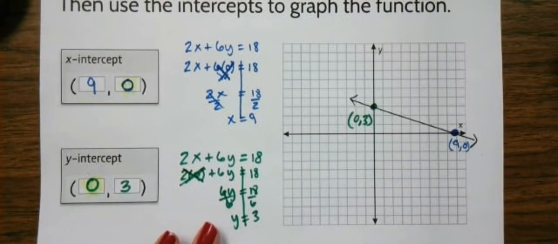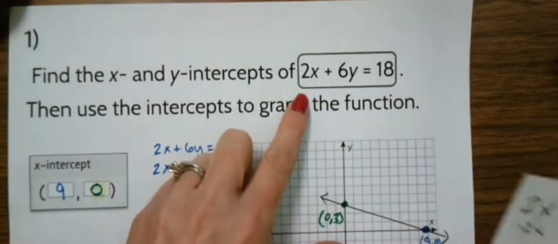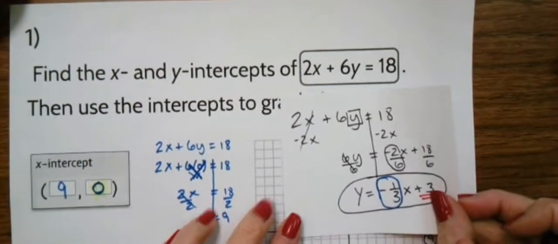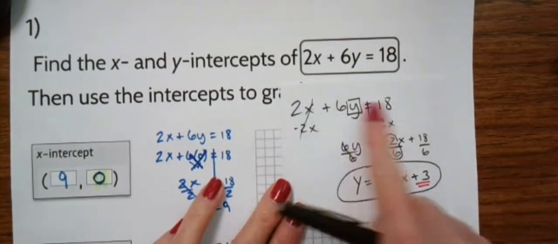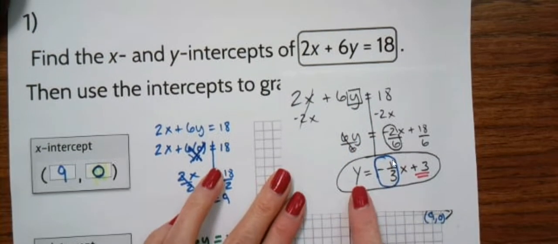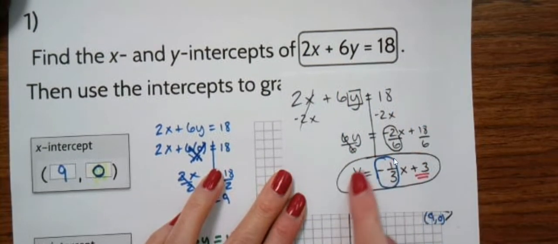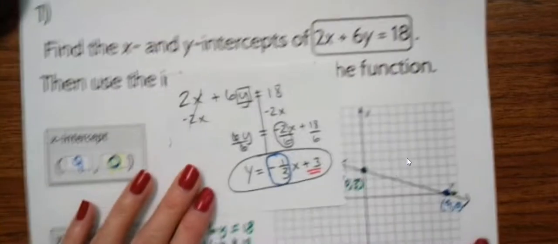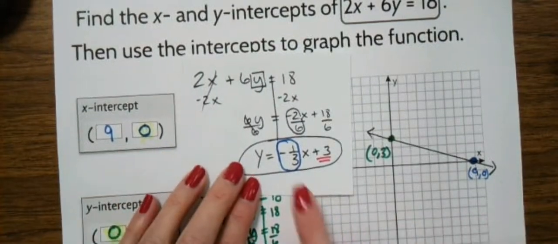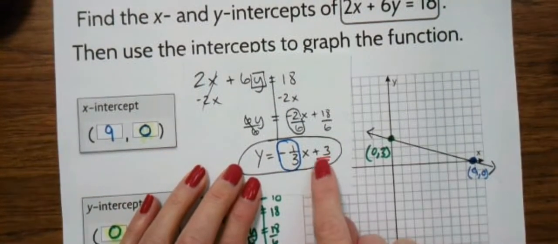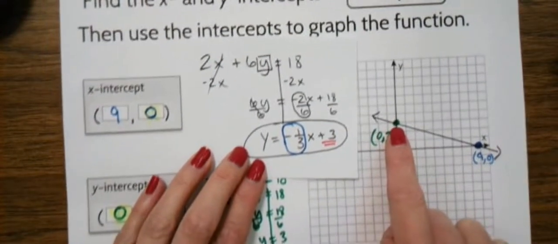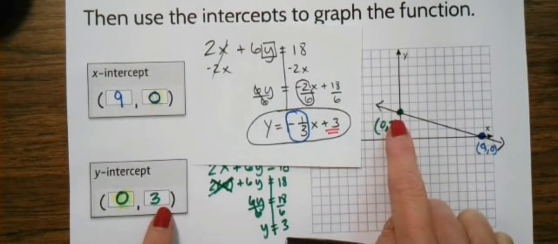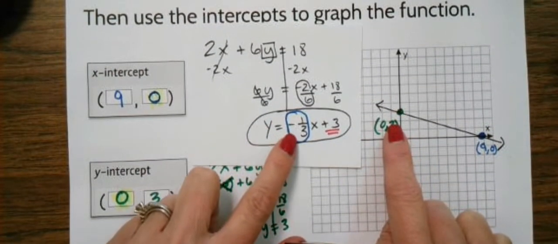Okay, now I just want to show you something. I took the 2x plus 6y equals 18 and I just rewrote it by solving for the y. I converted it from standard form back to slope-intercept form like we learned in lesson 5.3. Notice when I did that, I ended up with a y-intercept of positive 3, which I see here. My y-intercept is positive 3. And I end up with a slope of negative 1/3.